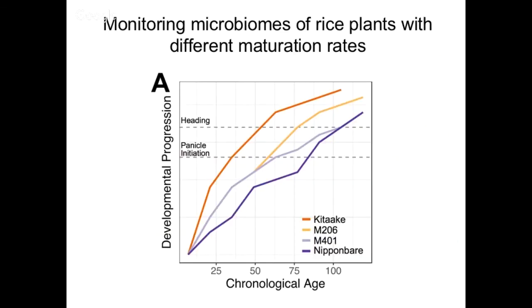So we went out and we planted these different rice varieties that progress at different rates through their life cycle, or develop at different rates. So we have the actual age of the plants here, and then this is the developmental progression. So we have a very quickly progressing variety, Kitake here, a relatively slowly developing variety, Nipponbare. And we collected the microbiomes from these over time to see if developmental stage actually had an important effect.